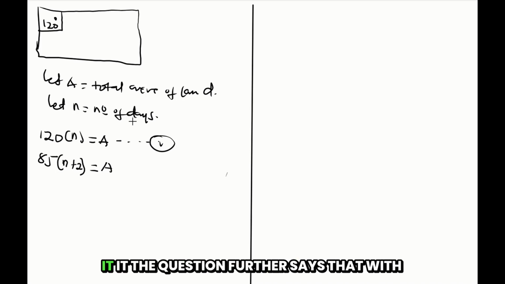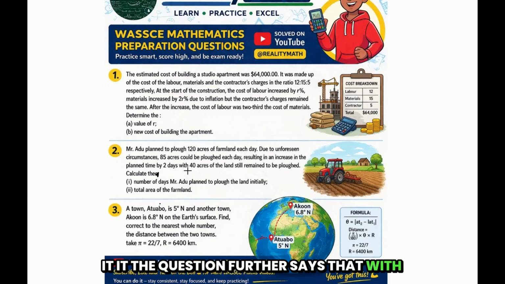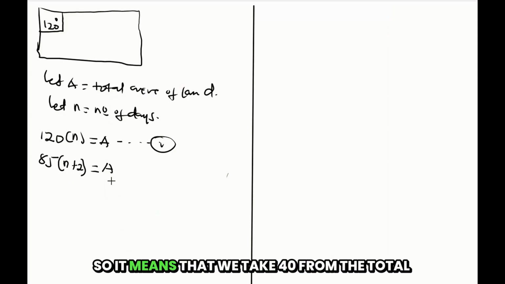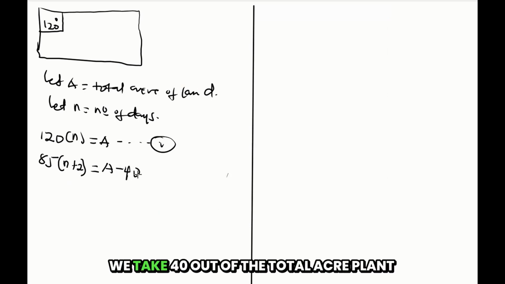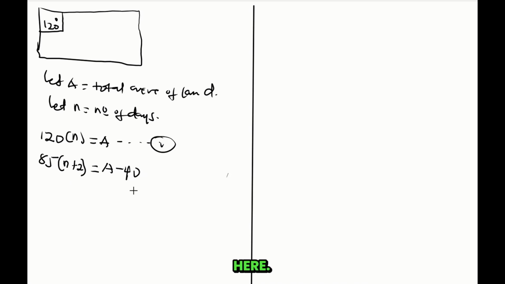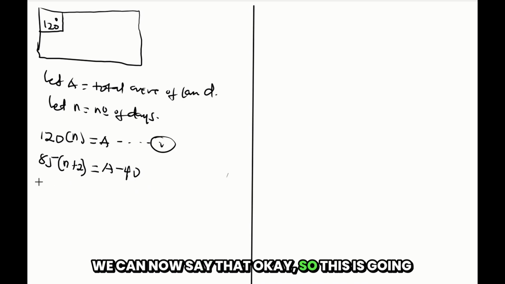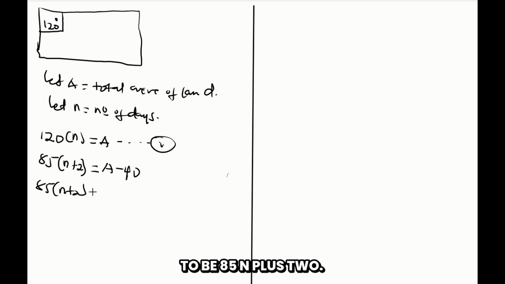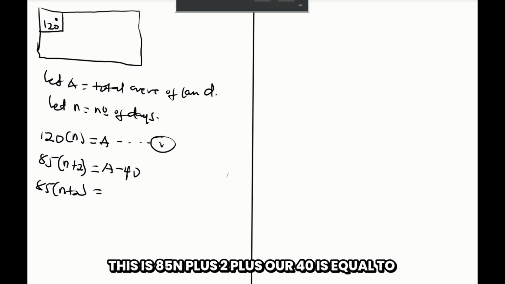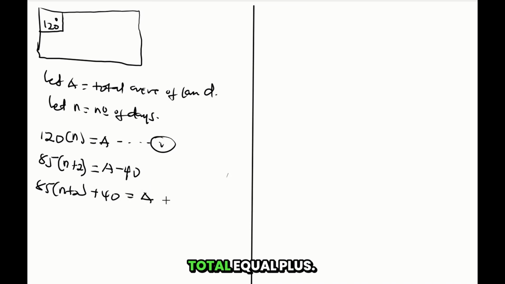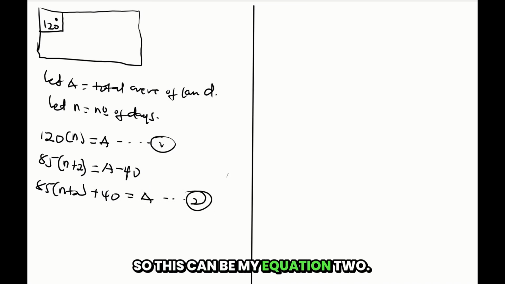But the question further says that 40 acres of land still remain to be plowed. So it means that 40 acres of land was unplowed, right? So we take 40 out of the total acre of land here. So we can now say this is going to be 85 times n plus 2, plus our 40, is equal to the total acre of land. So this can be my equation 2.